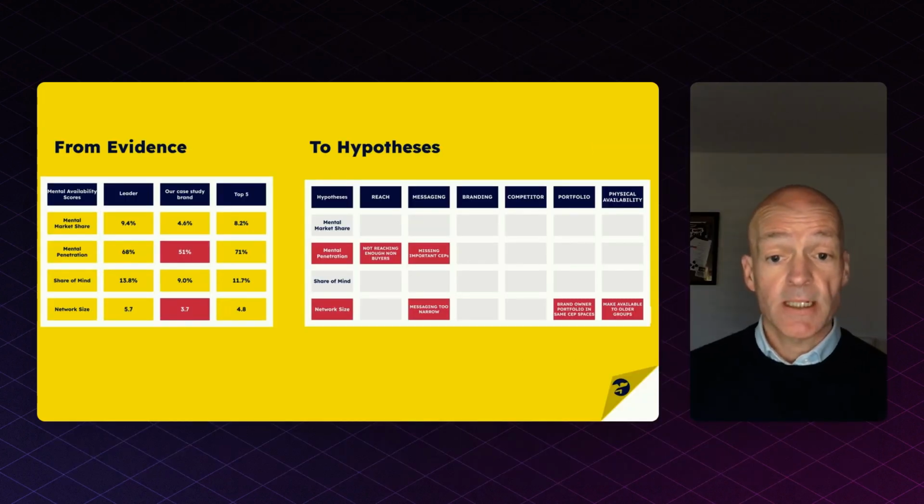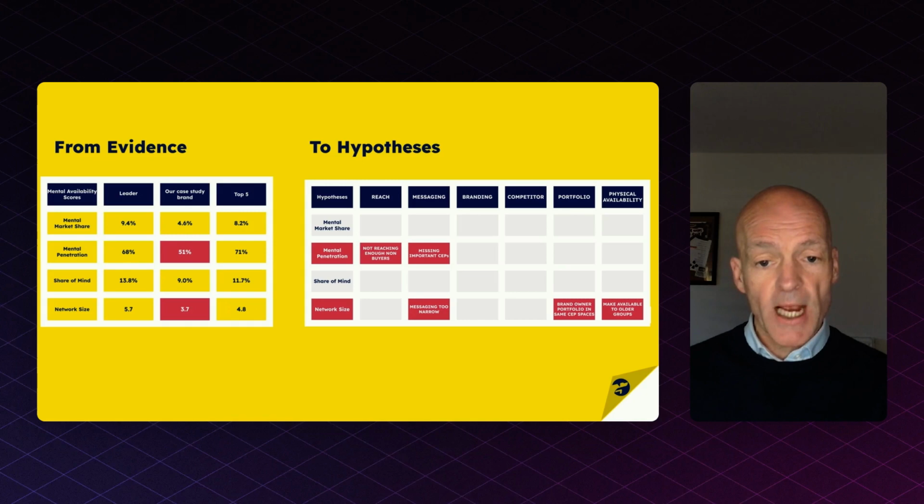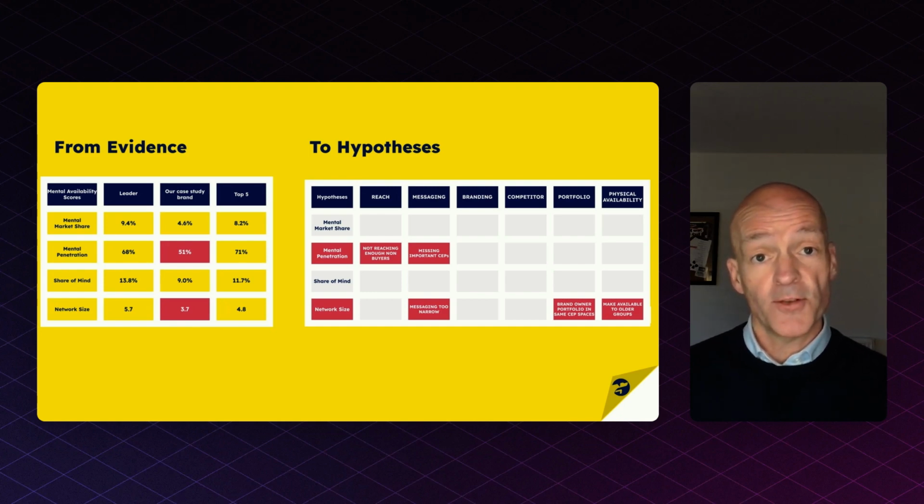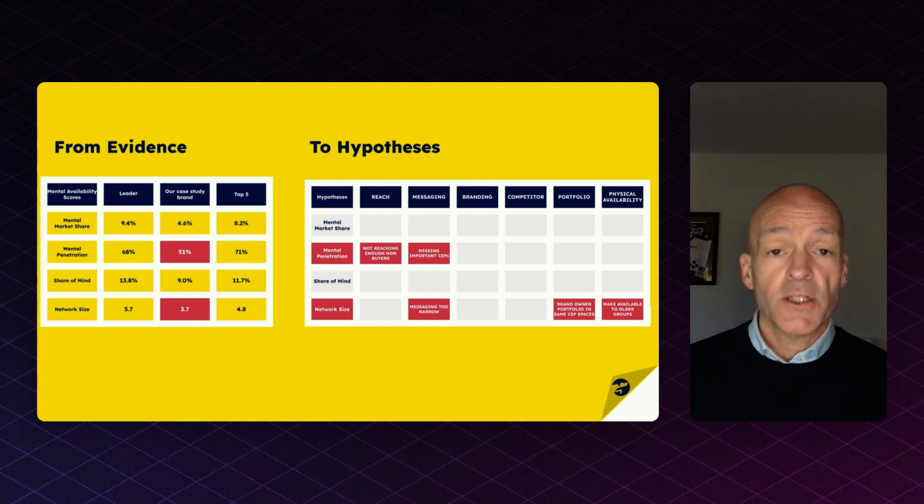But all of this data allows us then to move through to forming hypotheses. This is where it starts to get exciting, because you have your evidence in the box on the left. You can identify how you're benchmarking against the competition and highlight some areas that you want to work on. So in this instance, with this particular brand, we identified mental penetration and network size. Then as we start to think about the hypotheses that might help drive future growth, we look at areas such as what's our reach like, what's our messaging, what's our branding, what are the competitors doing, how does it fit within the overall organization's portfolio, or perhaps there's even a physical availability challenge that we need to get after.